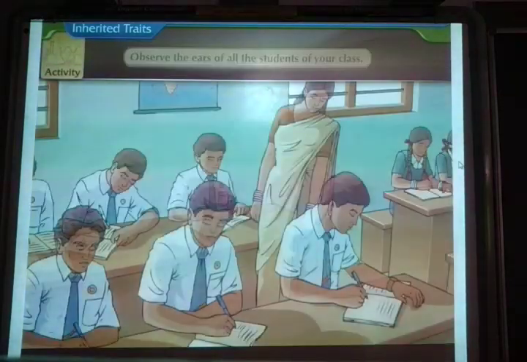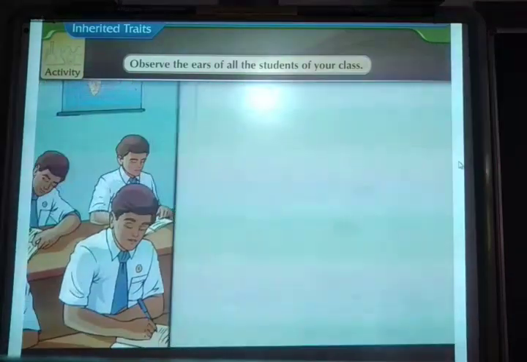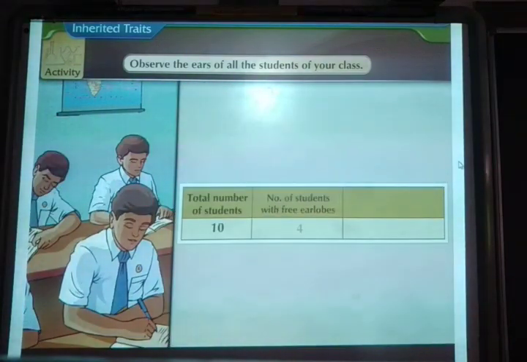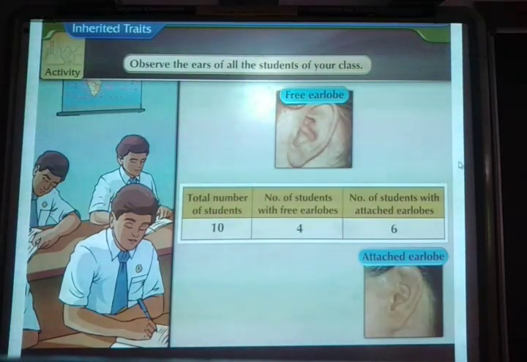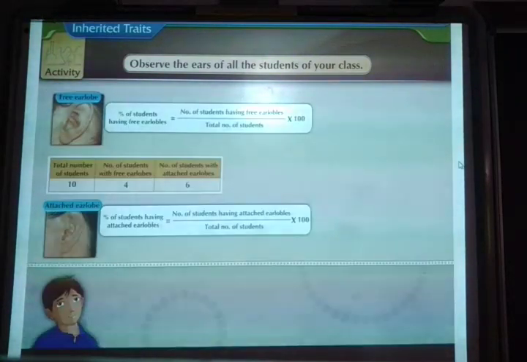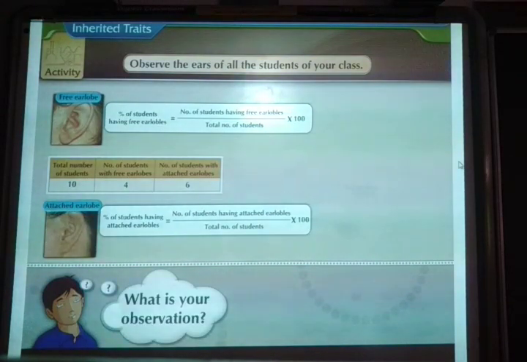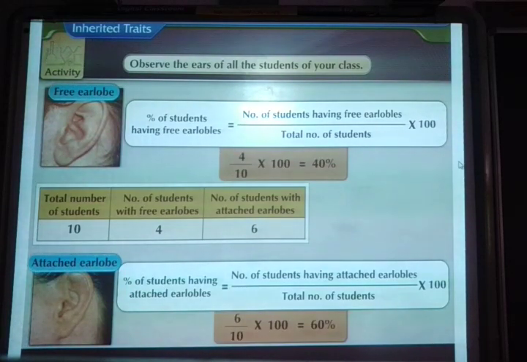Activity. Observe the ears of all the students of your class. Prepare a list of students having free earlobes and those having attached earlobes. Calculate the percentage of students falling in each category. What is your observation? Well, the percentage of students with free earlobes and those with attached earlobes is 40% and 60% respectively.